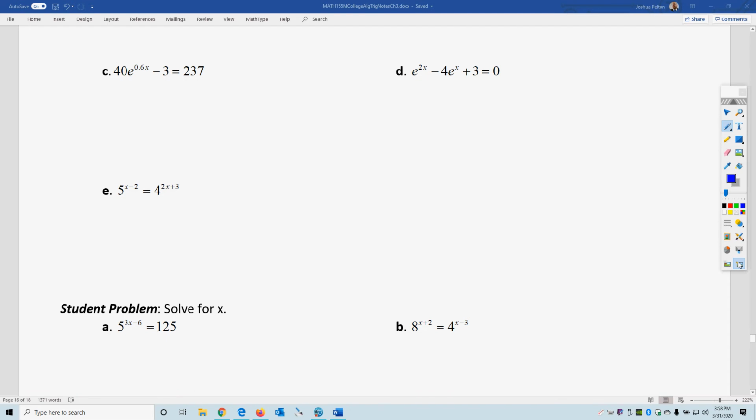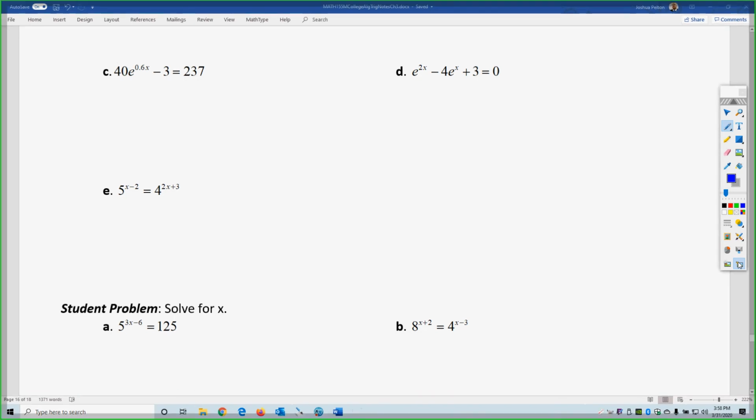You still do have to follow the order of operations backward when solving equations. This is a factoring scenario. So in C here, you have to do the order of operations. So we do the add, subtract step first. So we have 40 e to the 0.6x equals 240. Then do the multiply divide step. Divide by 40. So e to the 0.6x equals, let's see, that would be 6.